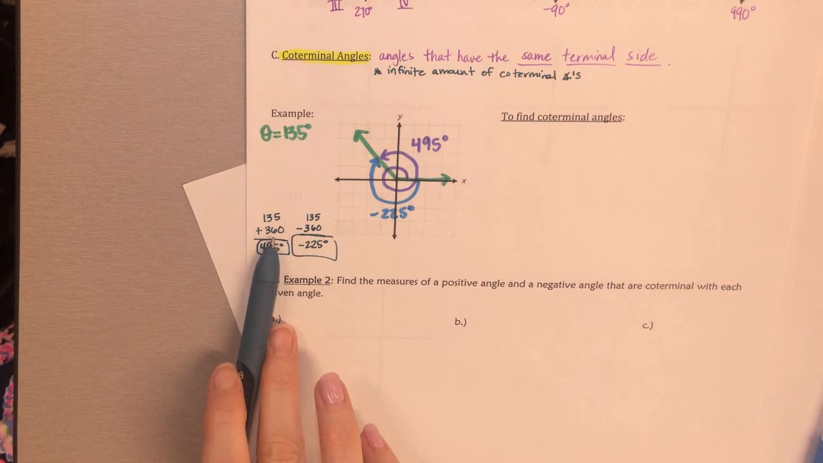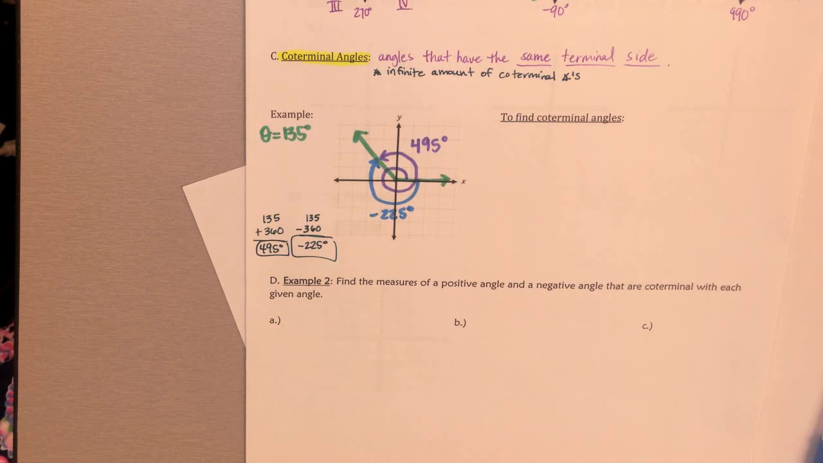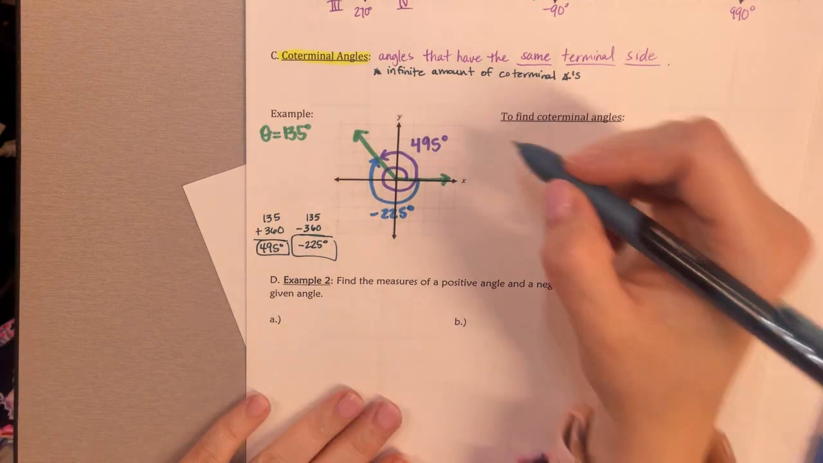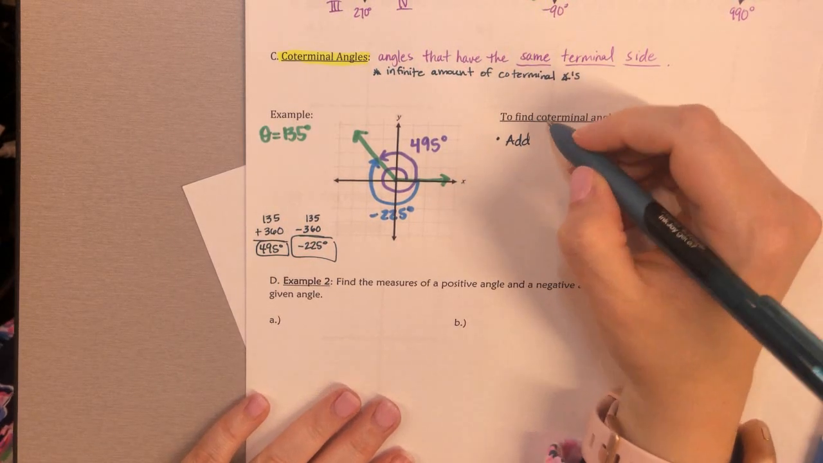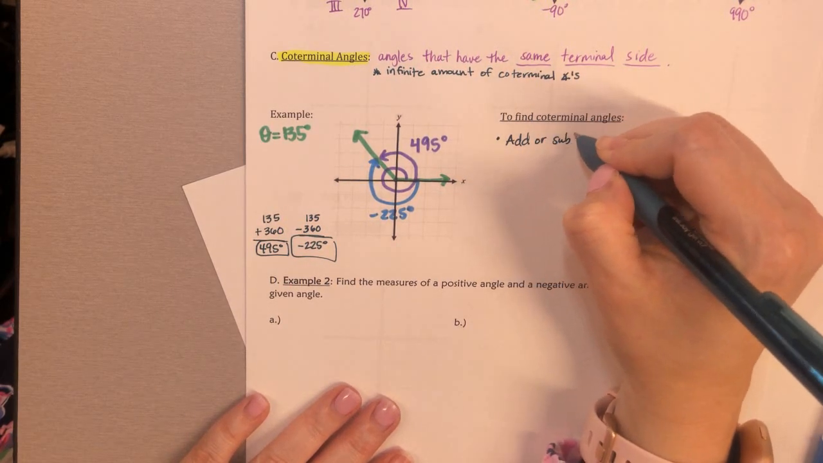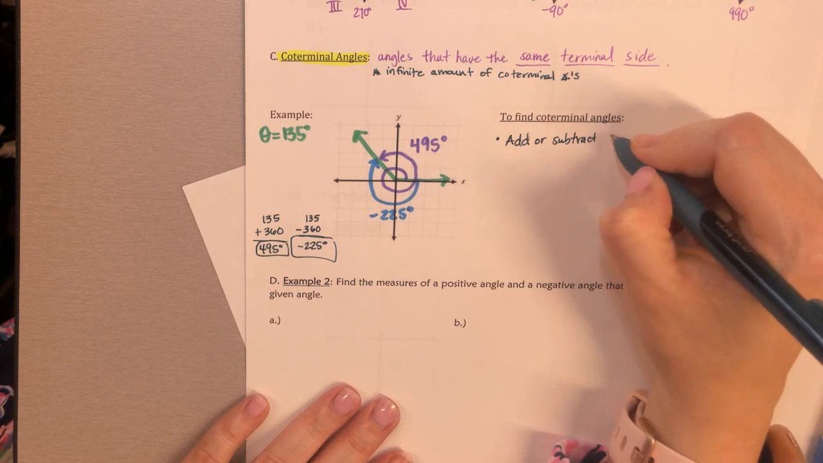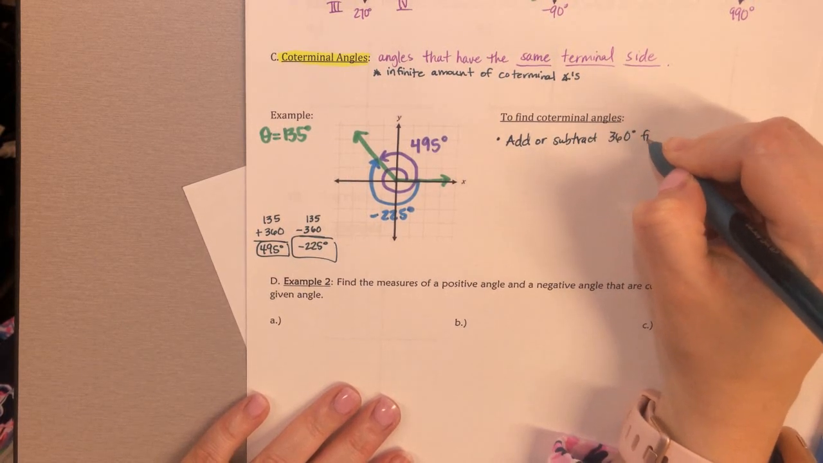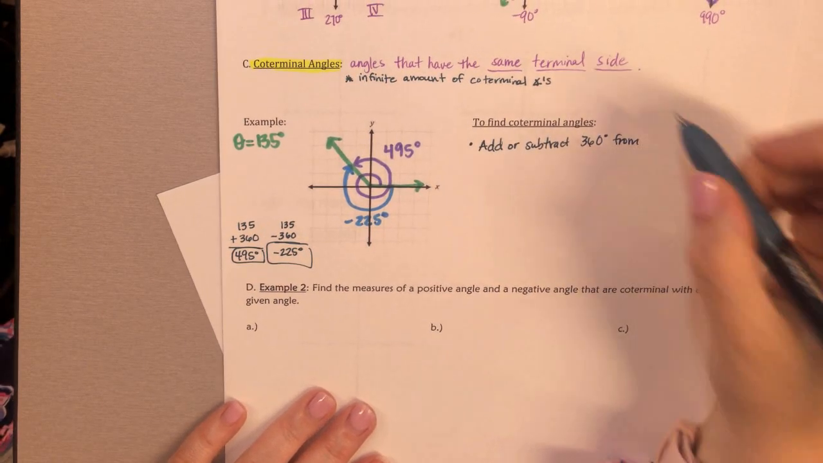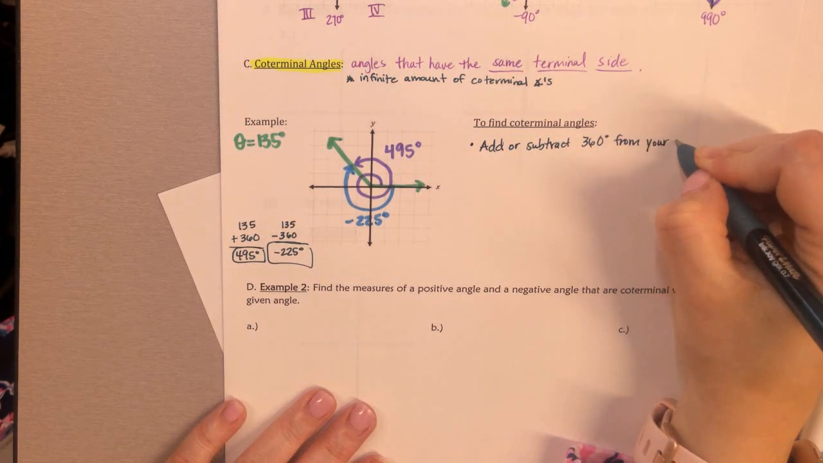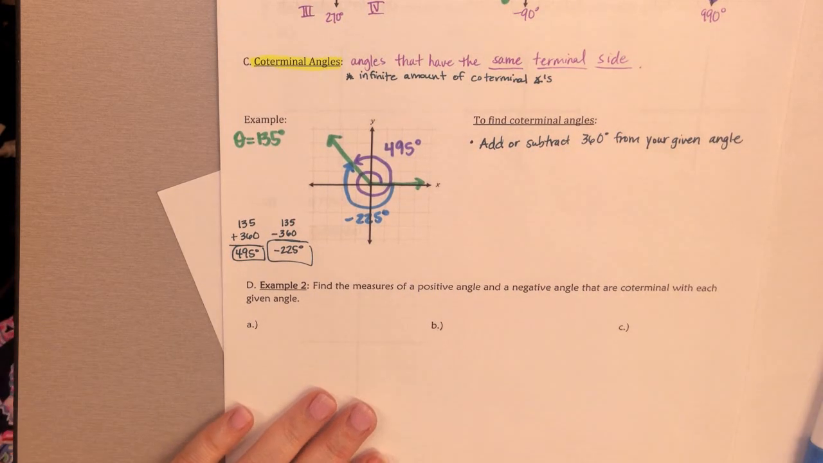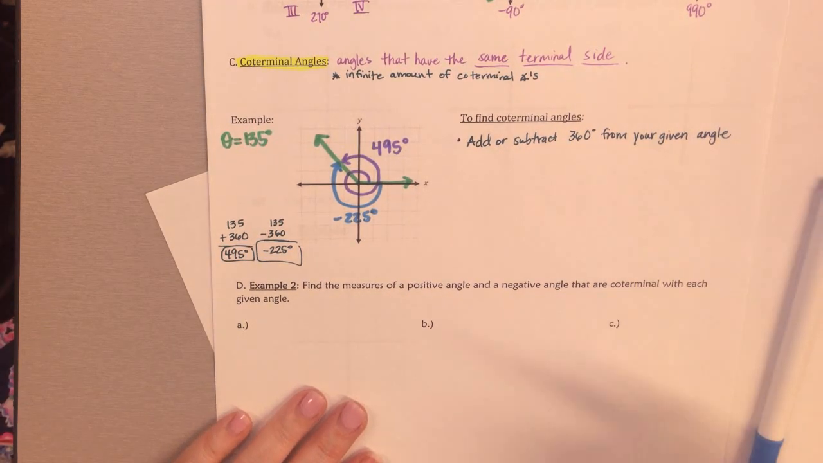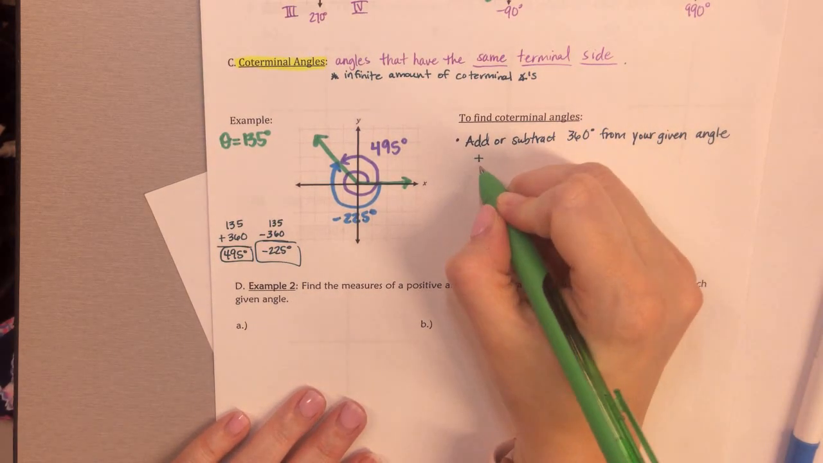Okay, so look what we did. We added 360 and we subtracted 360. So to find coterminal angles, you can use that strategy. You can add or subtract 360 from your given angle. Okay, so that is what we're going to do.